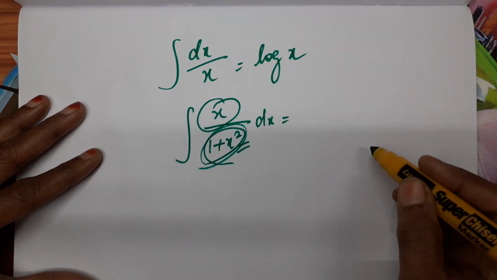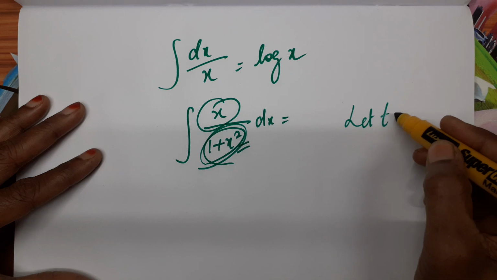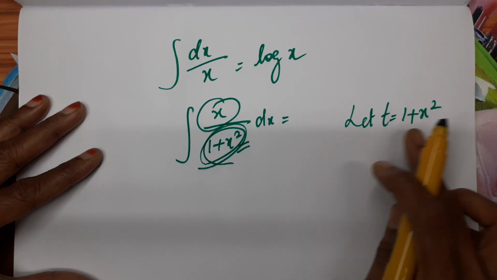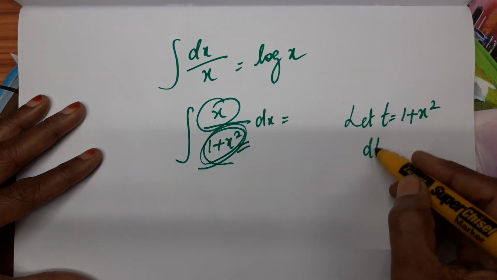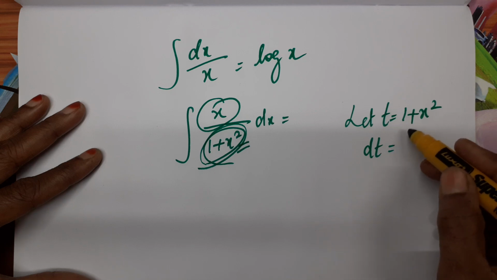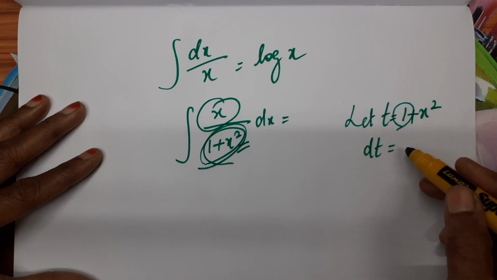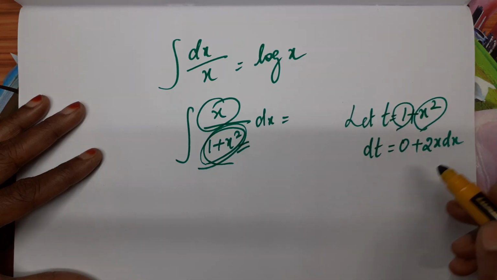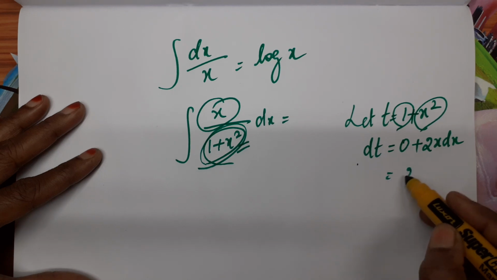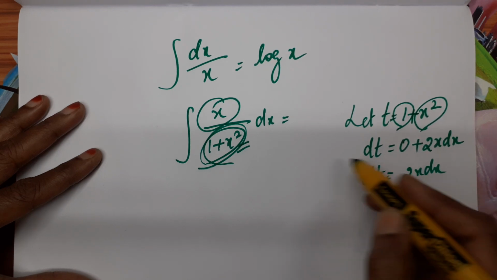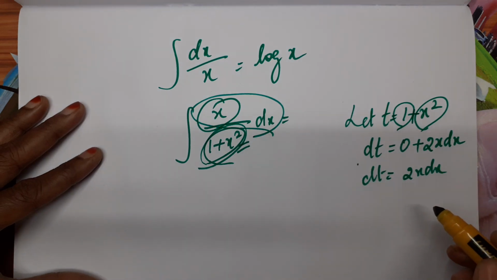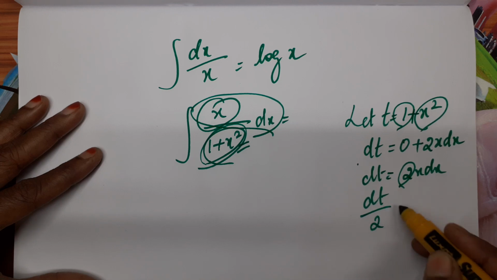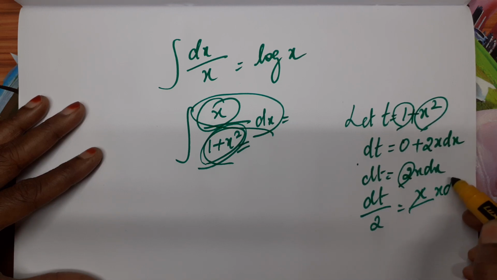Whatever you have in the denominator, take that as t. t is equal to 1 plus x squared. Differentiating both sides with respect to the corresponding variables, dt is equal to, when you differentiate this with respect to x, 0 plus, when we differentiate x squared, 2x into dx. So dt is equal to 2x dx. In the numerator, we have just x into dx. So bring down this 2 to the other side. So dt by 2 is equal to x dx.